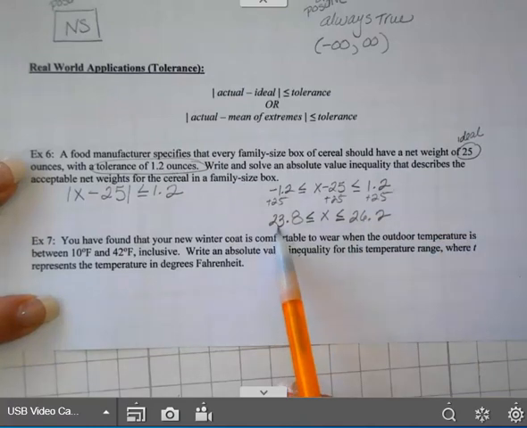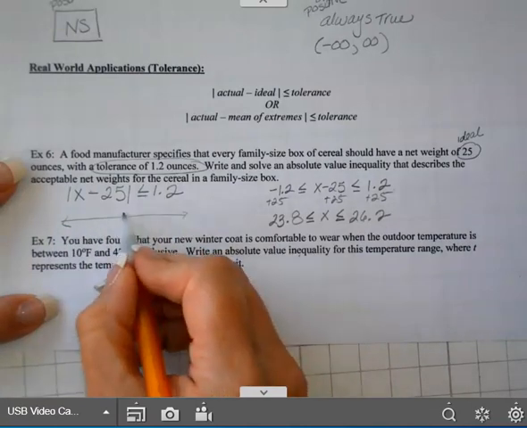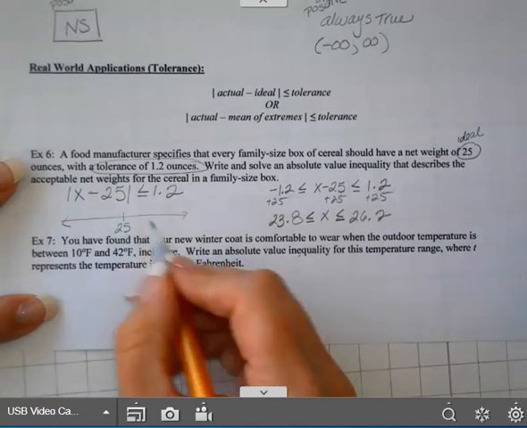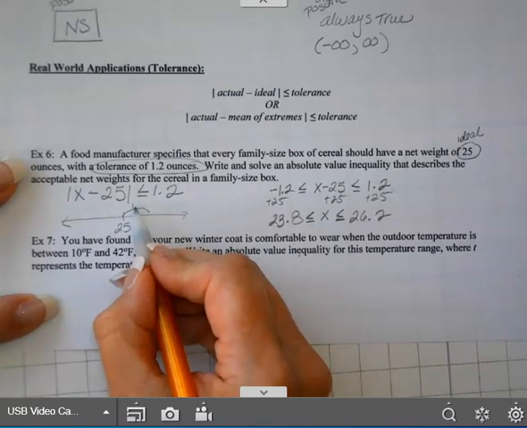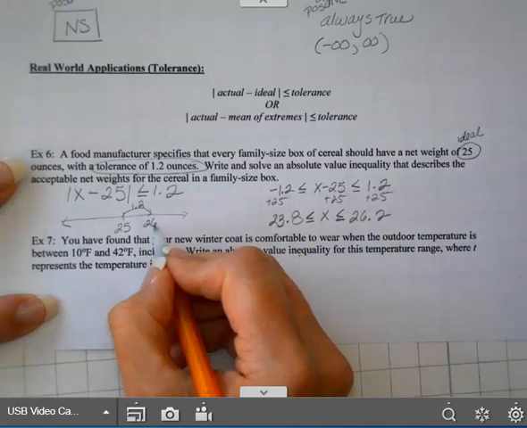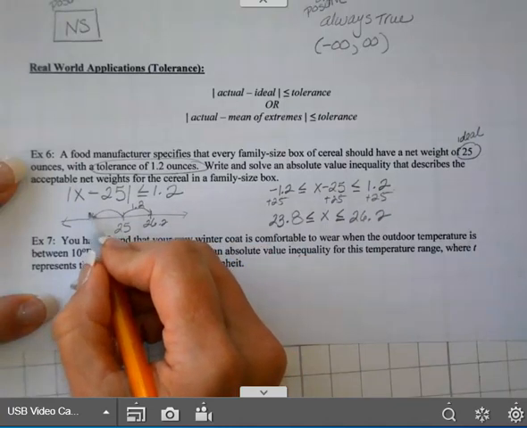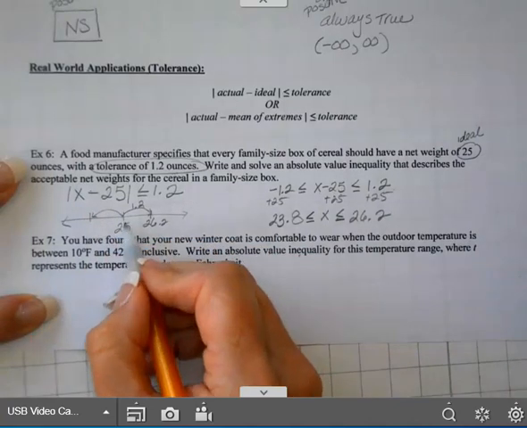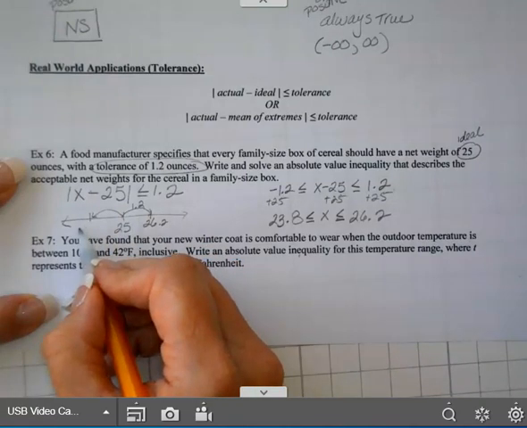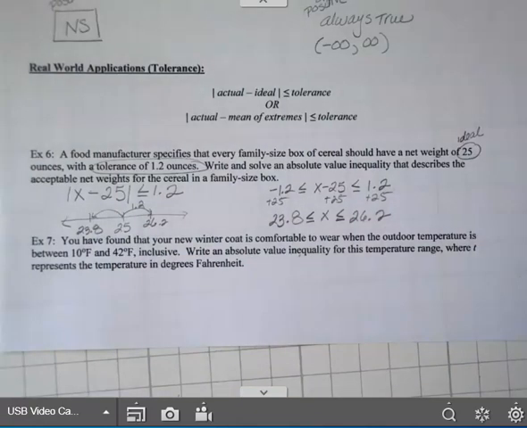And let's check and see if our answer really makes sense. So if I look at this on a number line, the perfect box would be 25. And I can do a tolerance above of 1.2, which would give me the 26.2. Or I can go below, and if I subtract 1.2 from 25, I would get the 23.8. So if the cereal box is between those two numbers, everybody should be fairly happy.